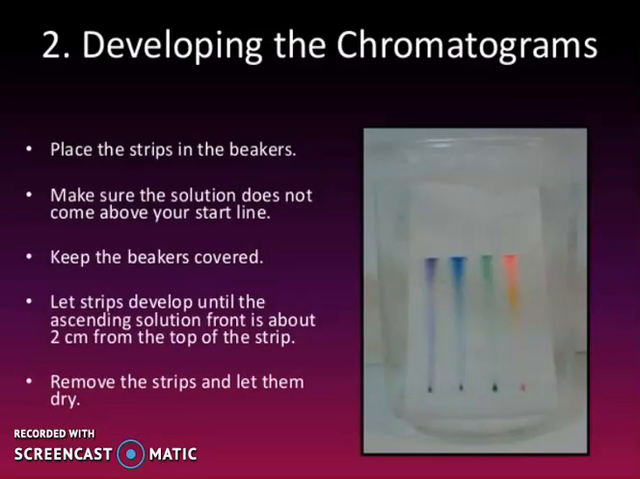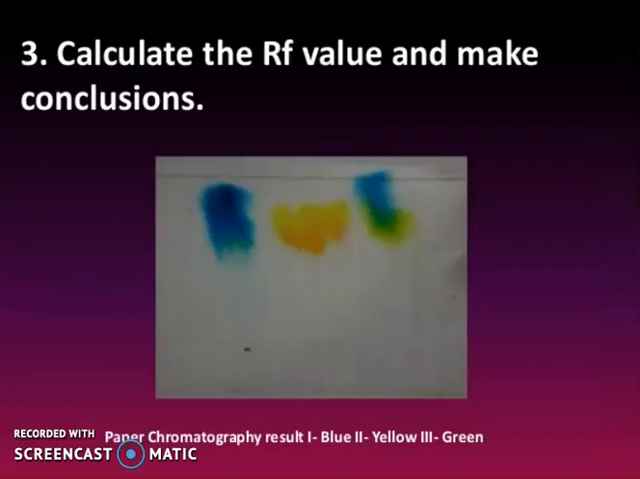Now developing the chromatogram. Place the strip in the beaker. Make sure the solution does not come above your start line. Keep the beaker covered. Let the strips develop until the ascending solution front is about 2 cm from the top of the strip, and then remove the strips and let them dry. So calculate the Rf values and make conclusions. So paper chromatography results, you can see the blue and yellow and green.